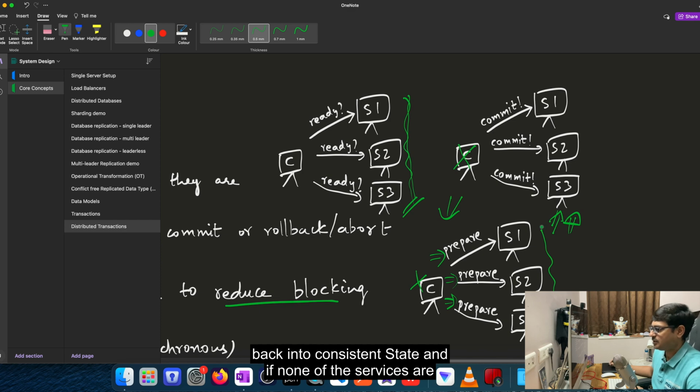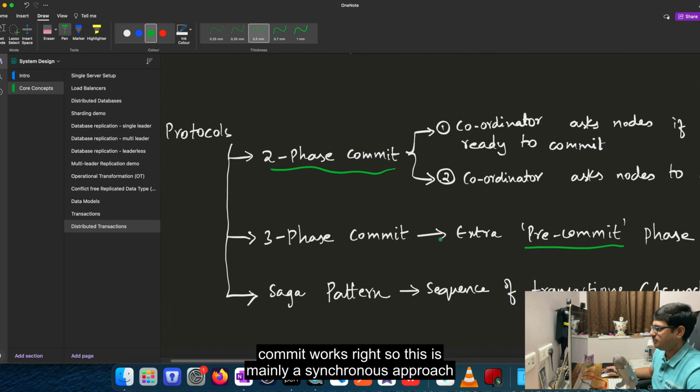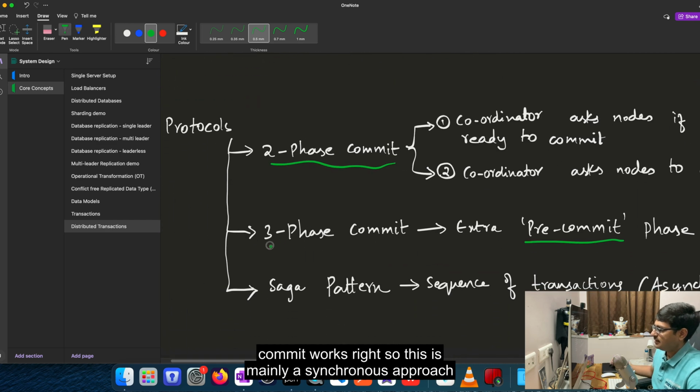And if none of the services are in prepared state, but they are in ready state, then the new coordinator can issue a rollback command. And again, the services can be in a consistent state. So this is how the three-phase commit works, right? So this is mainly a synchronous approach.